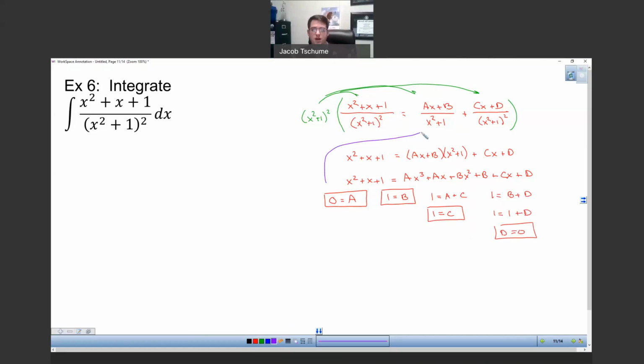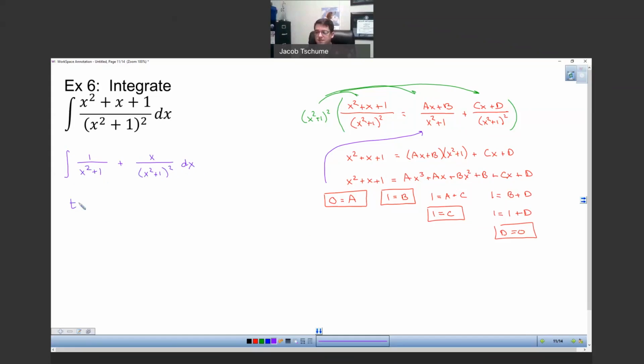Plugging these 4 constants into our partial fraction breakdown will allow us to do the following. We are going to integrate, so that's going to end up being 1 over x squared plus 1 for the first fraction, and your second fraction will become x over x squared plus 1 all squared. Now, that first fraction is a direct integral. That is something that's not even a fancy rule. That's just a regular inverse tangent function.